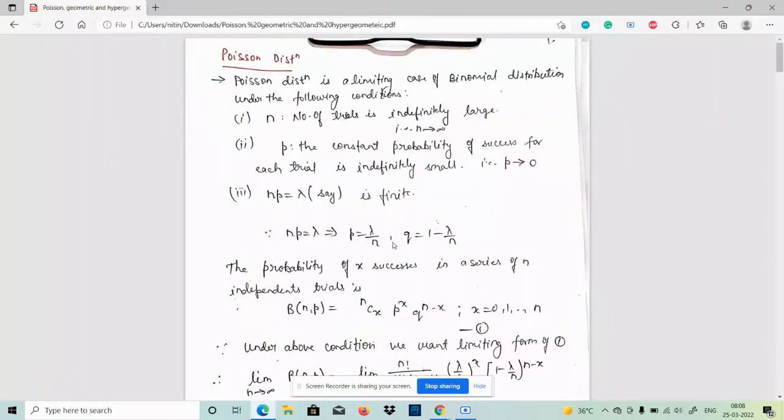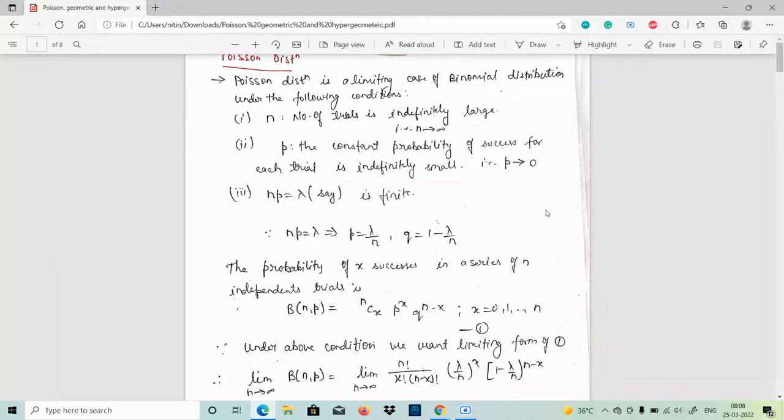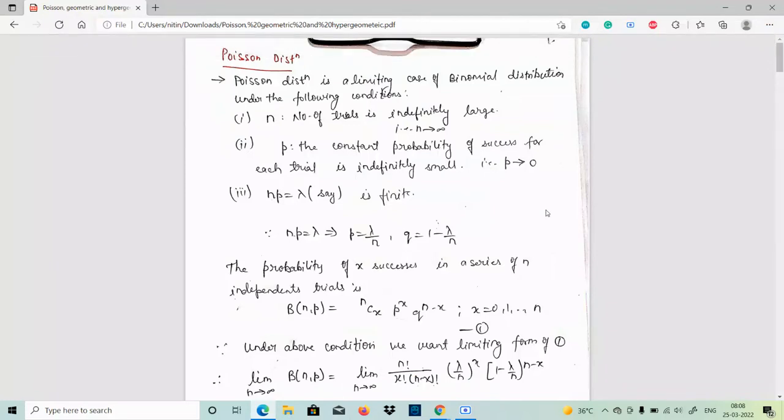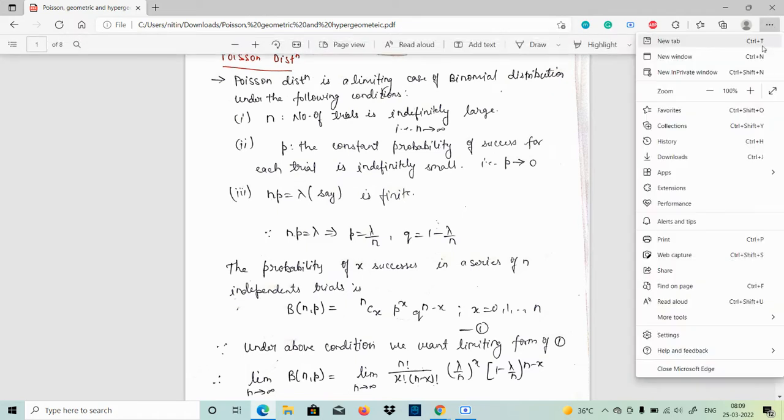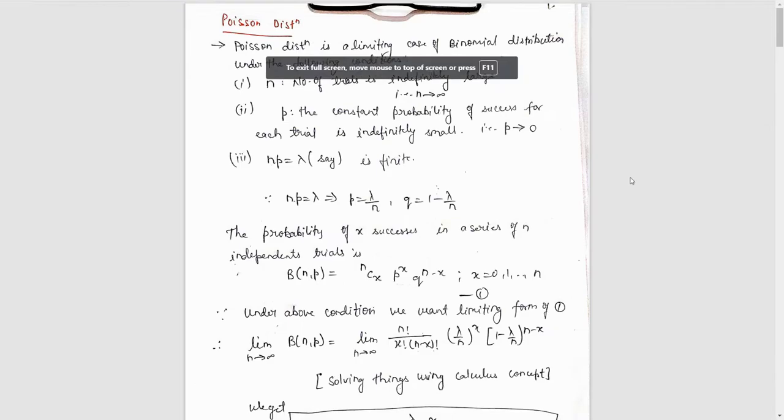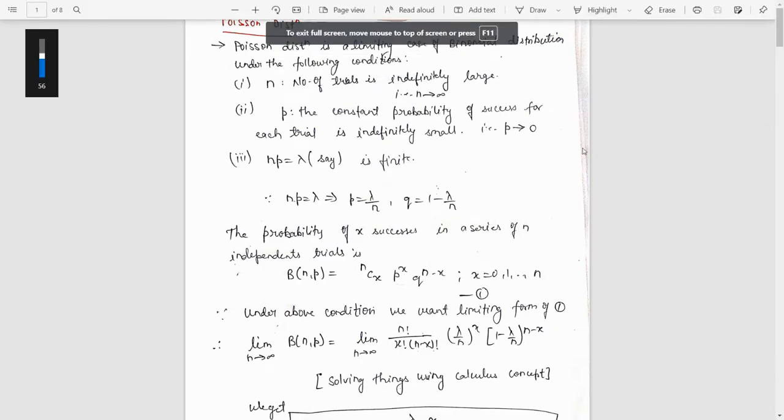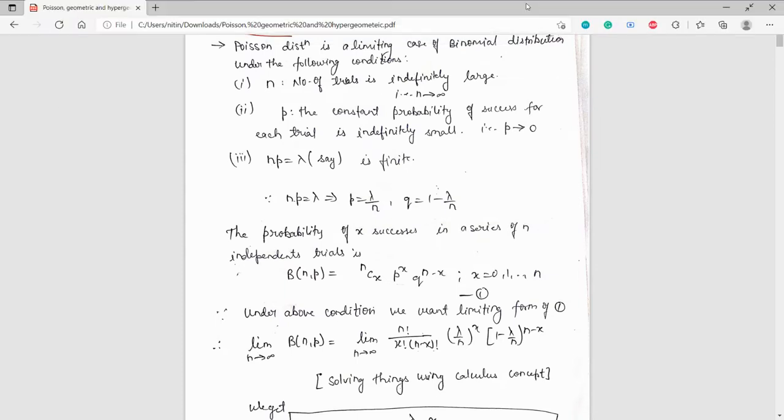I hope you all can see my screen, right? Guys, if you can see my screen, just let me know, please. Anyone? Any response? Okay.